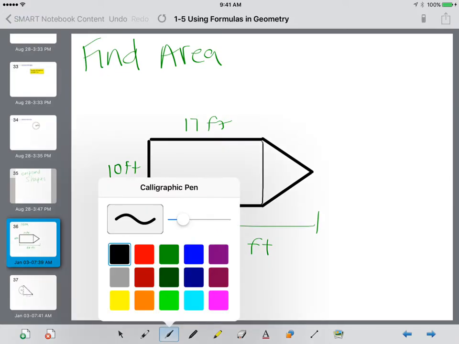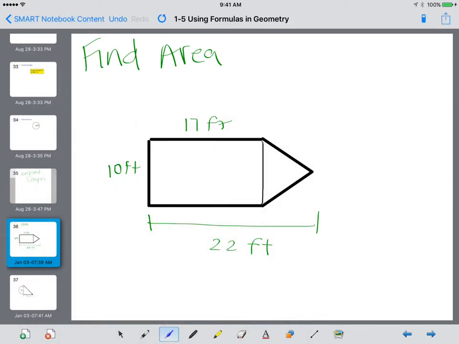Now the rectangle is easy because I have the 10 feet for that side of the rectangle and 17 feet for that side. So we know that if we take the base times the height, so 17 times 10 will give us 170 square feet within the rectangle.